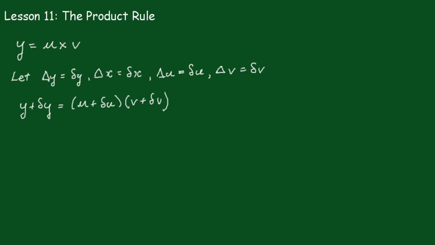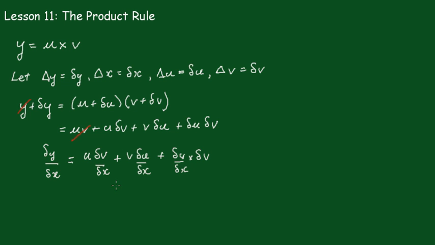And then what we'll do is we'll expand. As you can see, I've expanded that out. Now you notice here that y equals u times v. So if we replace uv with y, these two here will cancel out. And then on dividing through by delta x, we get delta y over delta x is equal to this result here.